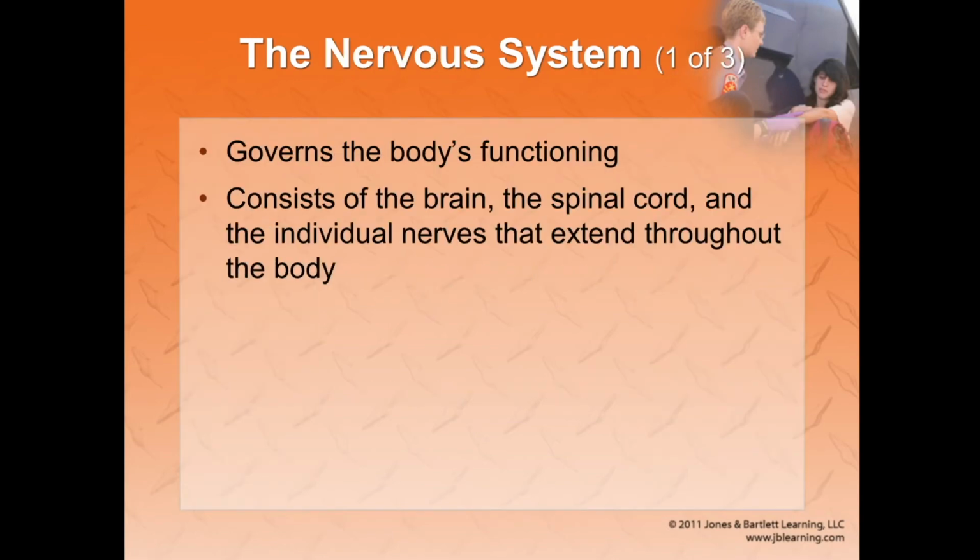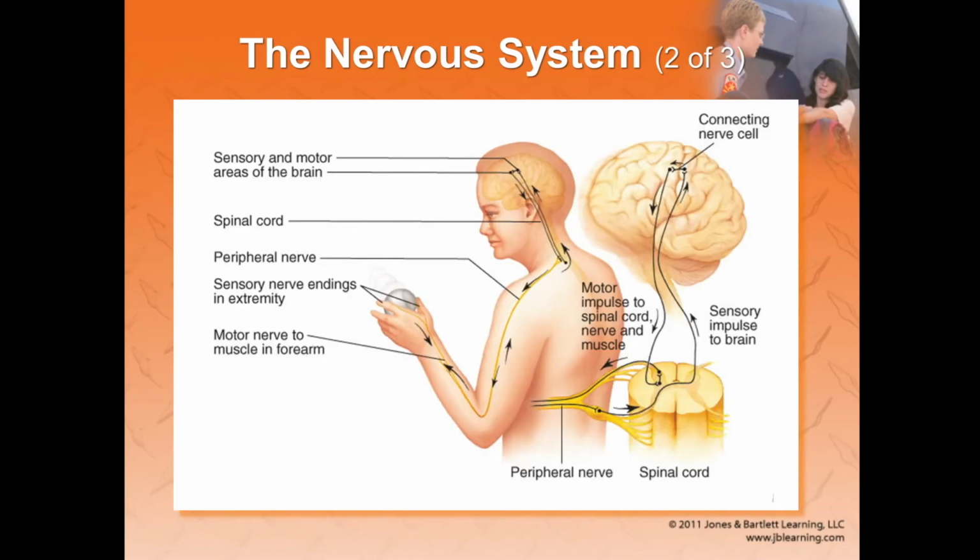So we're moving on to the nervous system. The nervous system governs the body's functioning. Now, we learned earlier that the brain is the central computer. And what does that really mean? Well, it does all of our thinking and our movements, right? And it consists of the brain, the spinal cord, and the individual nerves that extend throughout the body.